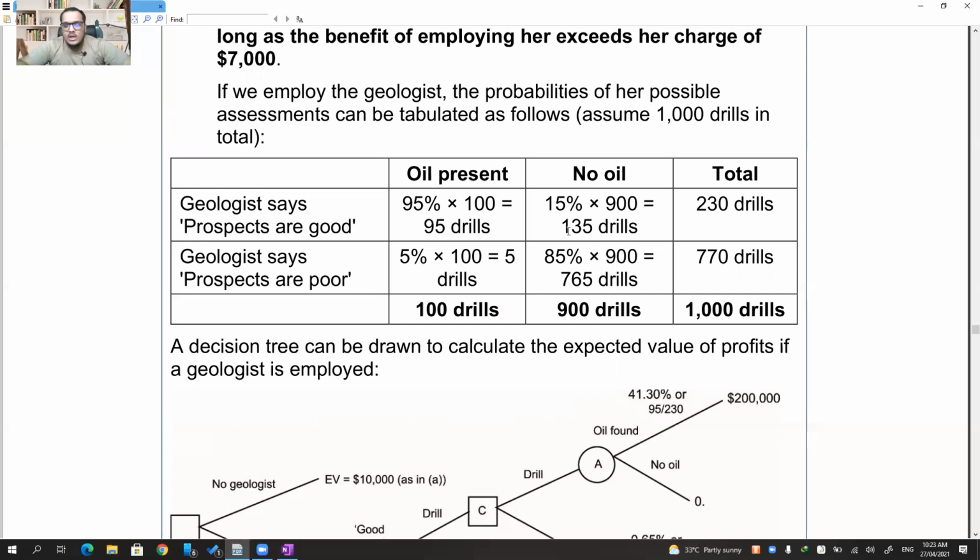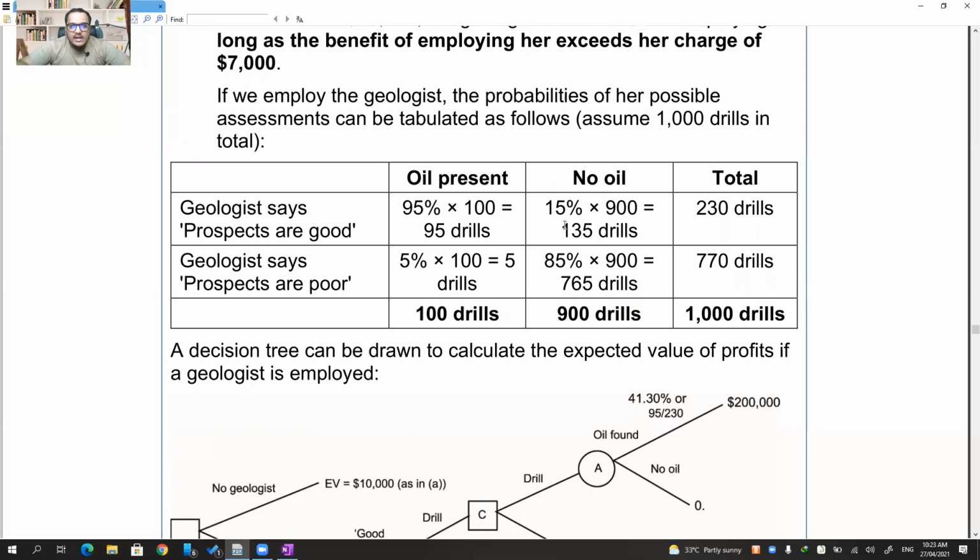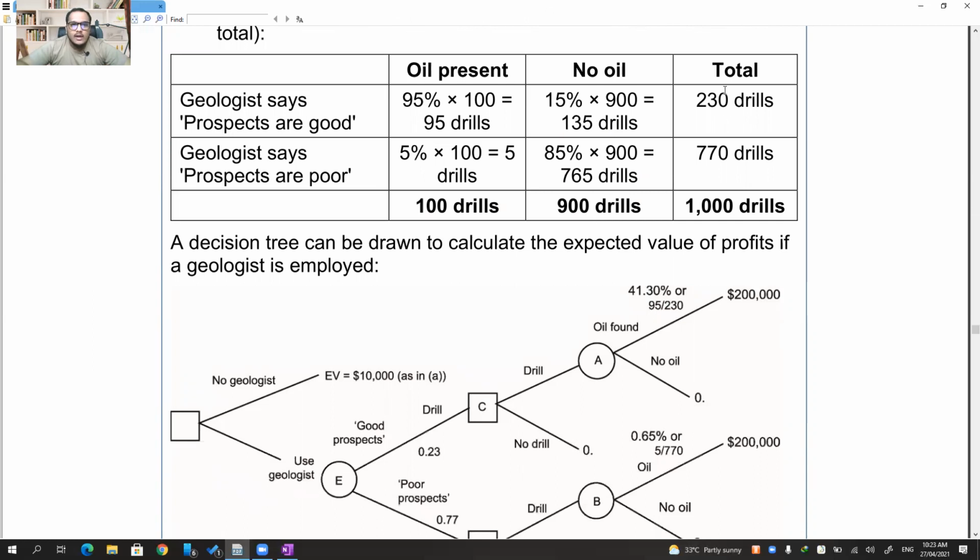85% into 900. Achha, you guys are not doing. Okay, sir, answer is 765 times. And then 135 times, even though there is no oil, she'll say yes, there is oil. Okay, so the total times she says yes, there is oil, is 230 times. The total times she says no, there is no oil, is 770 drills.